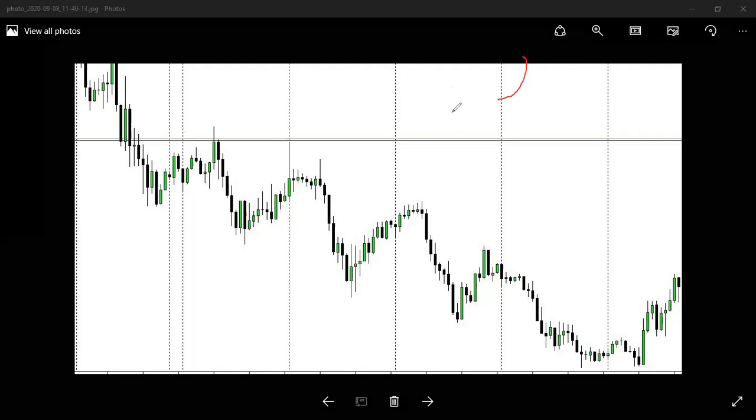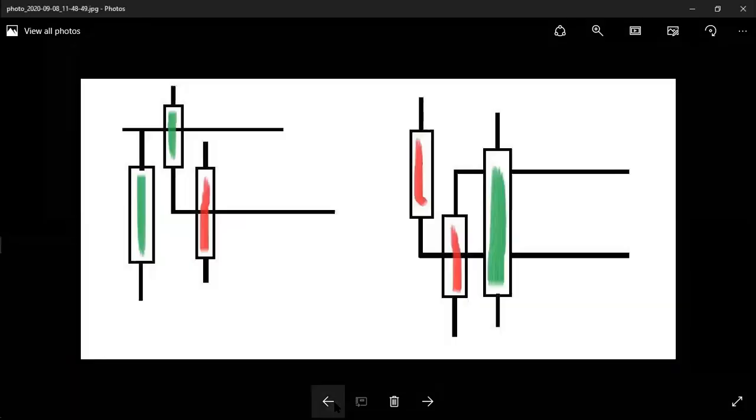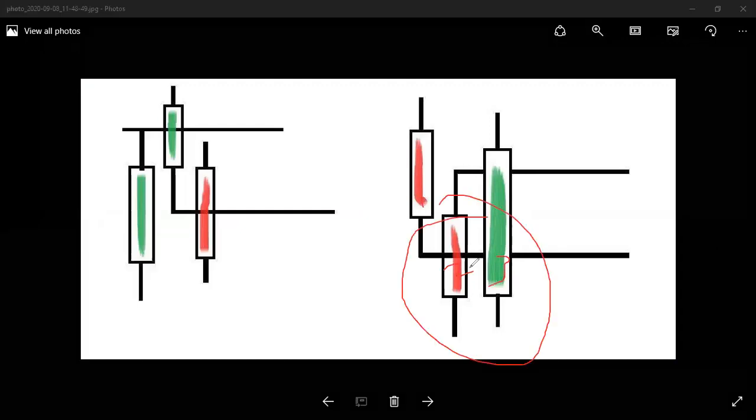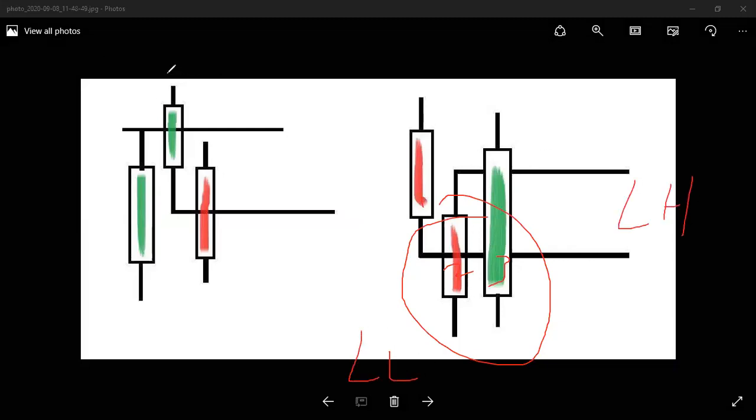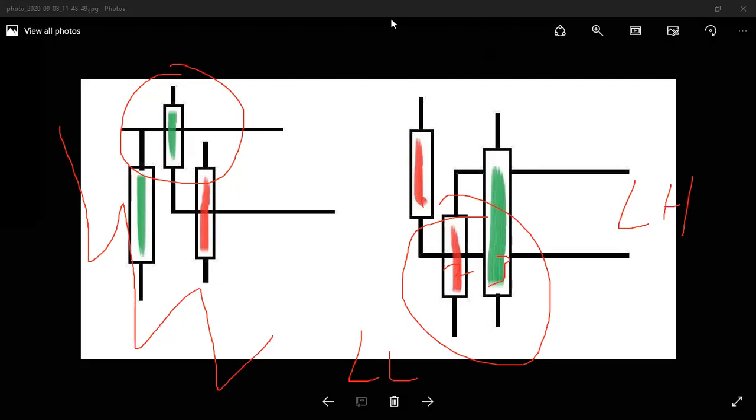So this is a downtrend, right? But we want the last swing low, this 1, 2, 3. Yeah, we're looking for this one, the 3 candles. So for a lower low, we are looking for this. For a lower high, we are looking for this. In a downtrend, that's what we're looking for. We're looking for those 3 candles.